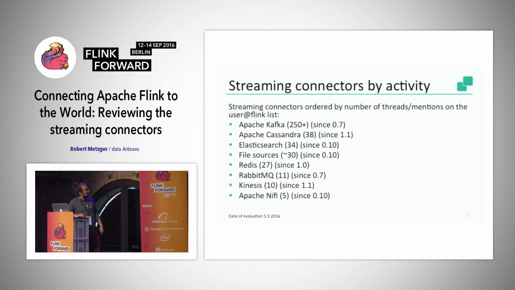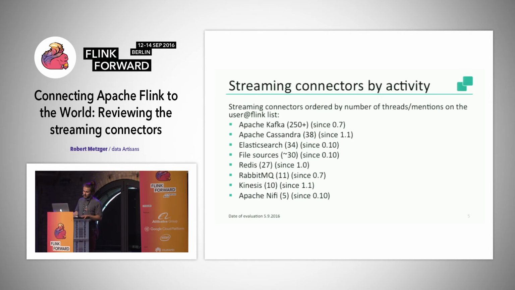So the next interesting data point is Cassandra, for which we only provide support since Flink 1.1, so the last version. But we already have 38 emails on the mailing list that mention Cassandra. So Cassandra seems also to be a very heavily used thing, or the users seem to be interested in Cassandra. Then next we have Elasticsearch, some mentions, the file sources, and then most of the other things are not that sought after. So Kinesis has been picking up a bit lately.